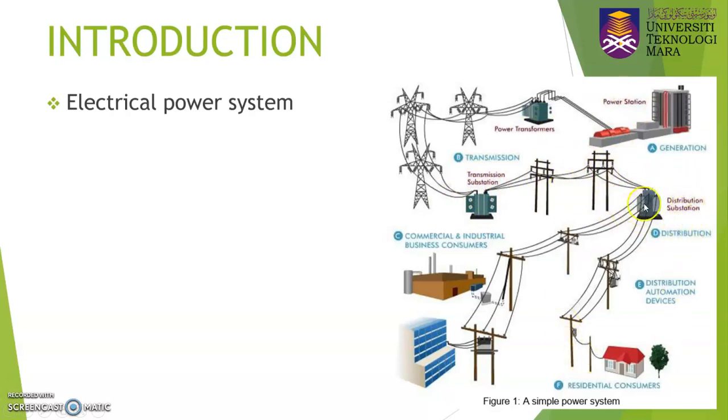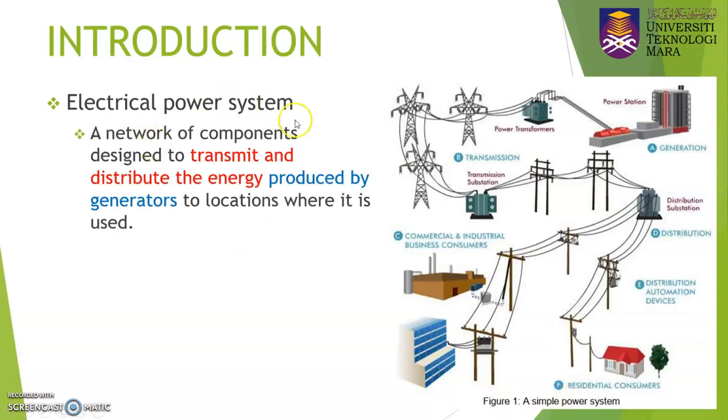At the distribution level, we also have a transmission line. We call it a transmission line at distribution level, and the purpose of distribution is to distribute the power energy to the end user. Here is the end user. We have a residential consumer, and we also have commercial and industrial business consumers. So this figure represents a simple power system.